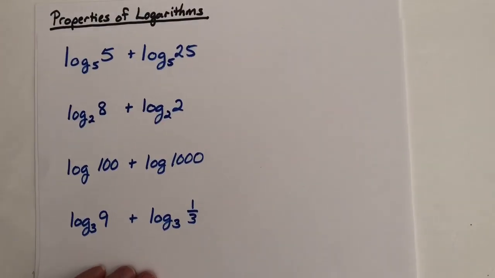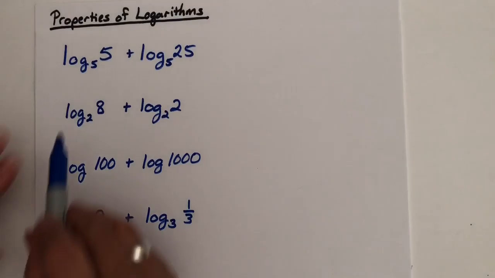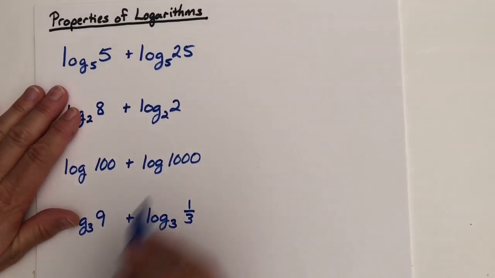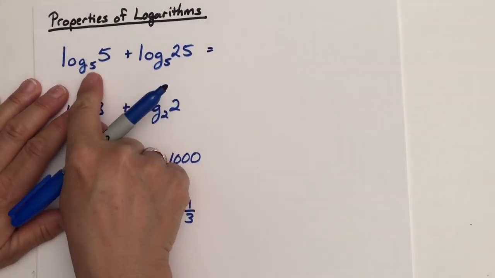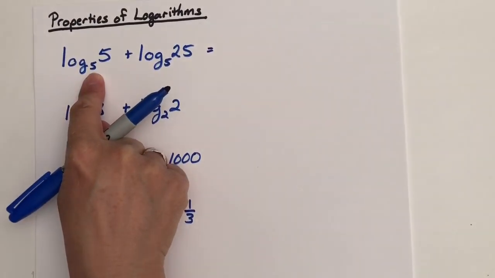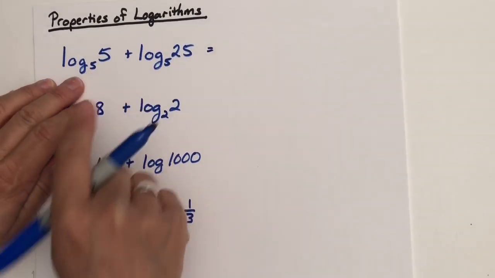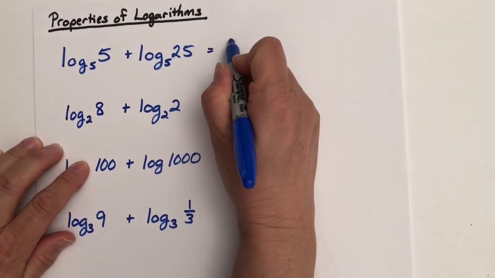I have a few problems that we're going to do where we're going to evaluate some logarithms and take their sum. So let's roll through these. The log of 5 base 5, just like our previous one where we had the log of 3 base 3, we know we raise 5 to the 1st power to get 5. So our answer is 1.